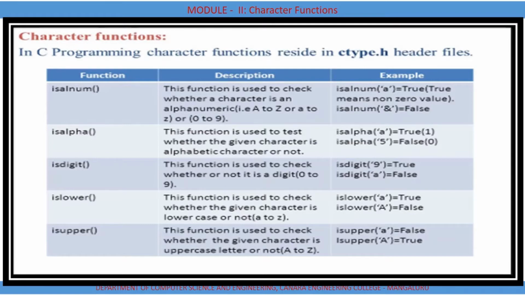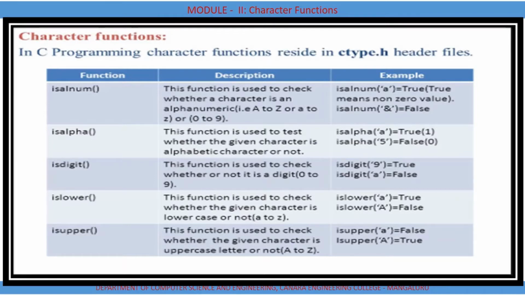Next is isalpha. This function is used to check if the entered character is an alphabet. If the entered character is an alphabet, then the function will return true or a non-zero value. If the entered character is anything other than an alphabet, then the function will return false. Next is the isdigit function. This function is used to check if the input is a digit or not. It will return true only if a digit is entered. If anything other than a digit is entered as input, then it will return false.